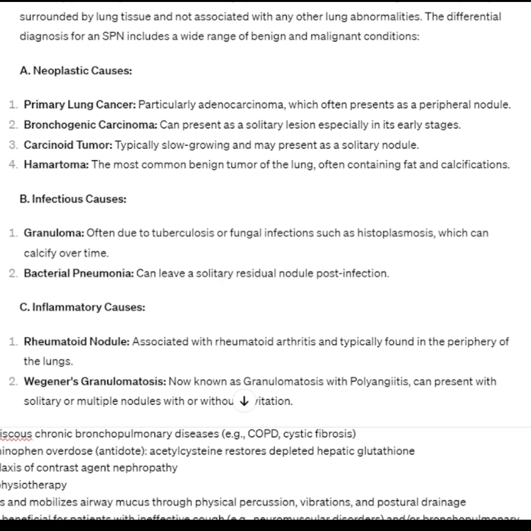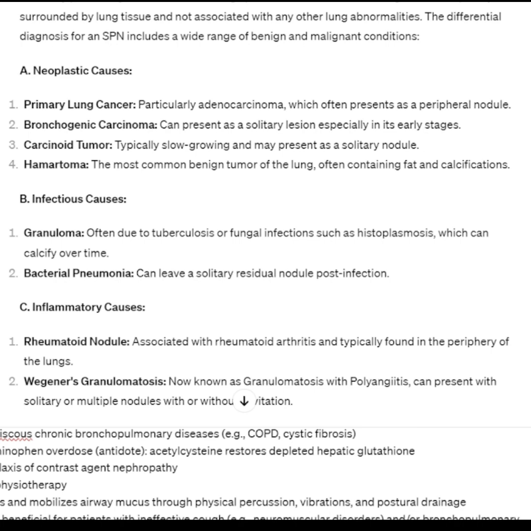Granuloma, often due to tuberculosis or fungal infections such as histoplasmosis, which can calcify over time. 2. Bacterial pneumonia can leave a solitary residual nodule post-infection. C. Inflammatory causes. 1. Rheumatoid nodule, associated with rheumatoid arthritis and typically found in the periphery of the lungs. 2. Wegener's granulomatosis, now known as granulomatosis with polyangiitis, can present with solitary or multiple nodules with or without cavitation.